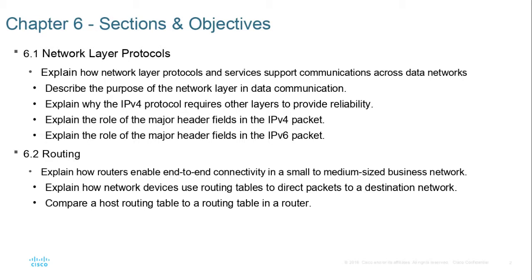So up at the network layer, we're going to look at some network layer protocols. We're going to look at how communications works across networks. We'll look at the purpose of the network layer, and we're going to start with the IP version 4 protocol. We'll talk about it being what we call a connectionless protocol, in that we need upper layers to provide reliability. Then we'll look at the IP version 4 packet, what the header fields are. This is like the information that you write on an envelope, who you're sending it to and who you're receiving it from. And we'll also look at the same thing for IP version 6.